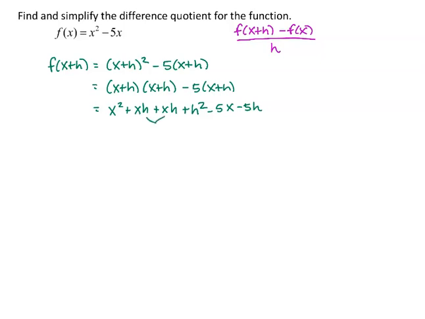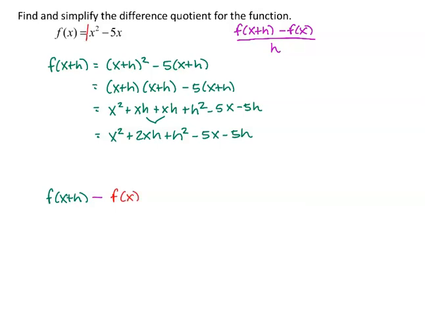Those two xh terms are like terms, so we can go ahead and combine those together. Write this as x squared plus 2xh plus h squared minus 5x minus 5h. None of the others here are like terms, so we can't simplify that any further. So now let's think about taking that difference quotient formula and actually plugging in, so finding this average rate of change. So I'm going to take my f of x plus h that I just found, and I'm going to subtract my original function f of x.